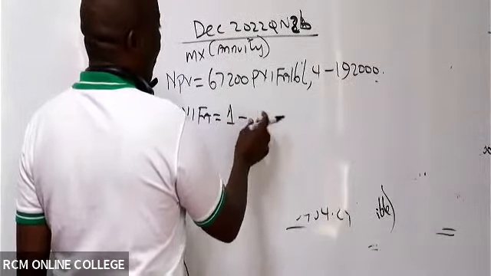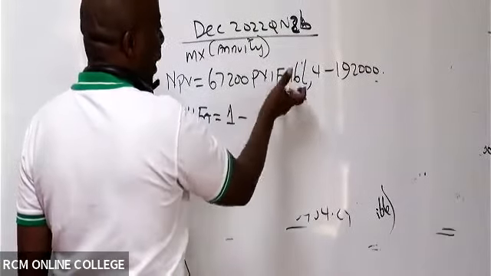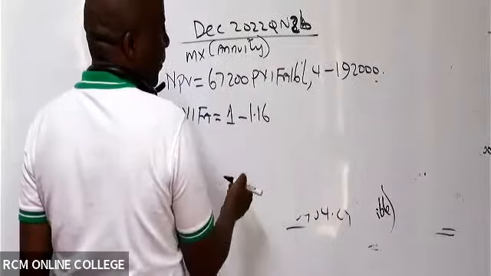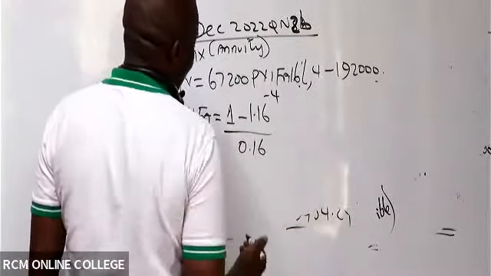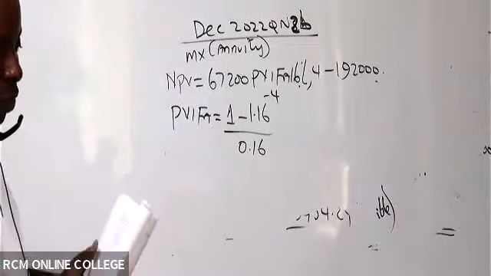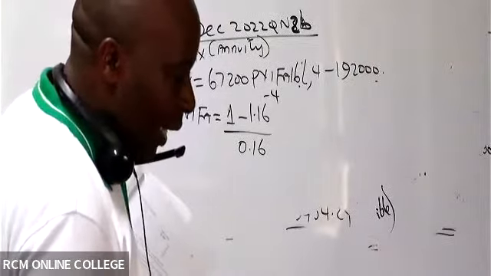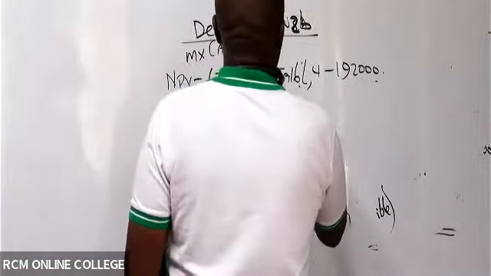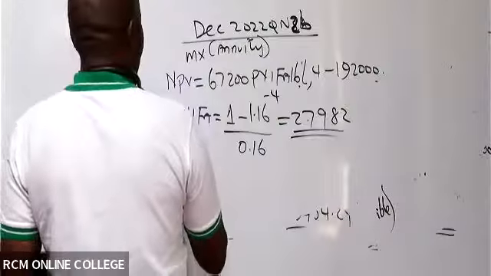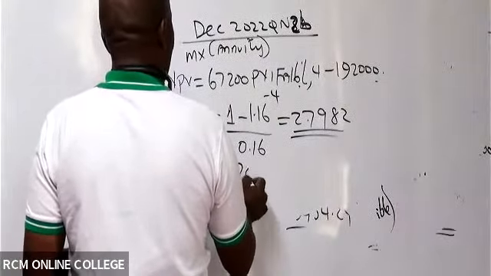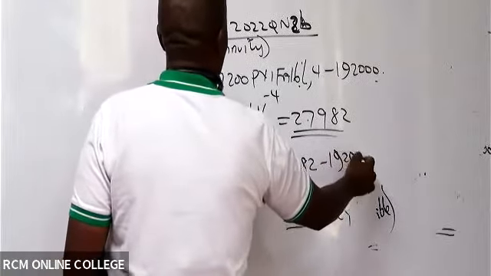So the PV factor will be 1 minus 1.16 raised to the negative of the year, negative 4, all over this percentage, 16%. That's how we get the present value interest factor of an annuity, which in this case is 2.7982. So the net present value will be 67,200 times 2.7982 minus 192,000.